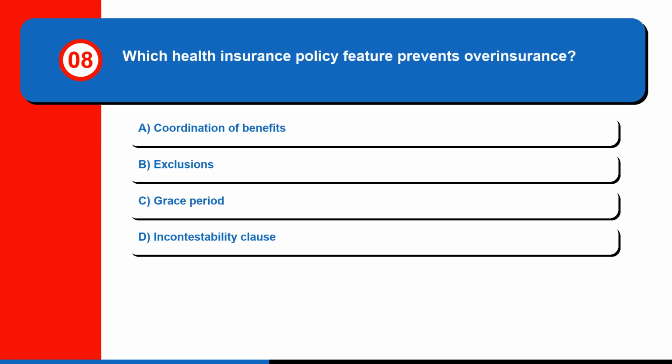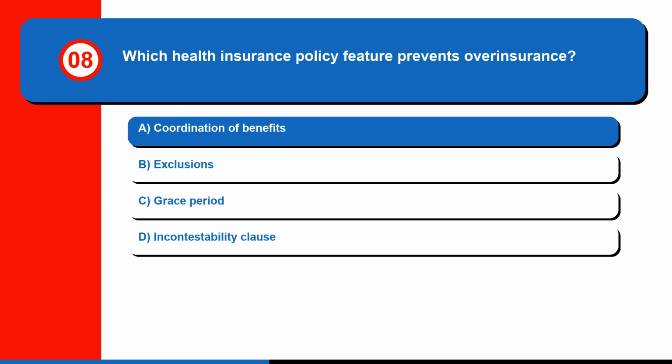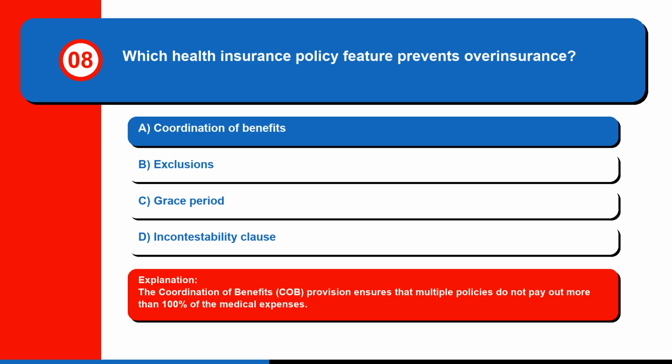Question 8. Which health insurance policy feature prevents overinsurance? A. Coordination of benefits. B. Exclusions. C. Grace period. Or D. Incontestability clause. The correct answer is A. Coordination of benefits. The coordination of benefits, COB, provision ensures that multiple policies do not pay out more than 100% of the medical expenses.